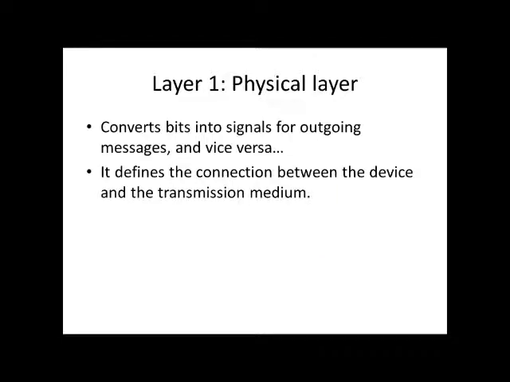The first layer is called the physical layer. The physical layer defines the relationship between the device and the way the data is transmitted. This layer includes all the physical components needed to connect the devices together. Some examples of this are copper wires, hubs, and repeaters. This layer also converts the bits into signals and vice versa.